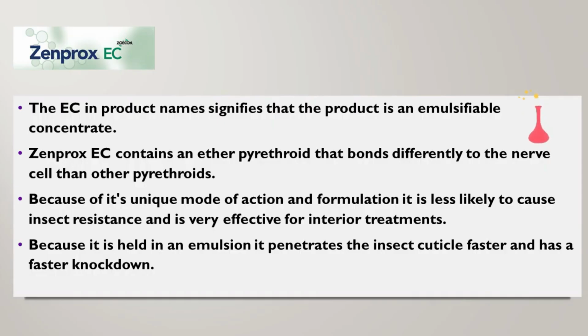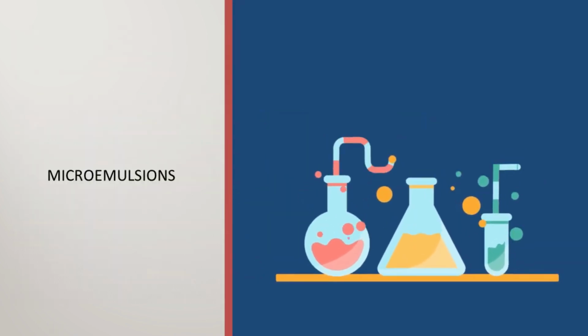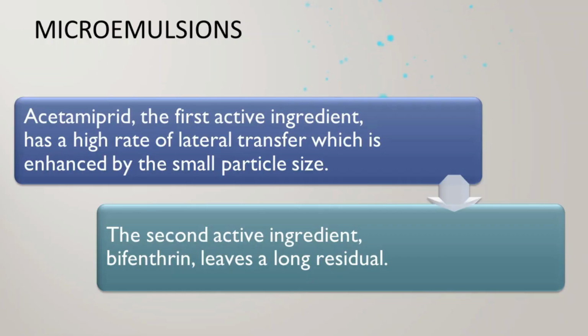Zenprox EC. The EC in the product name signifies that the product is an emulsifiable concentrate. Zenprox EC contains an ether pyrethroid that bonds differently to the nerve cell than other pyrethroids. Because of its unique mode of action and formulation, it is less likely to cause insect resistance and is very effective for interior treatments. Because it is held in an emulsion, it penetrates the insect cuticle faster and has a faster knockdown. Next, we're going to take a look at microemulsions.